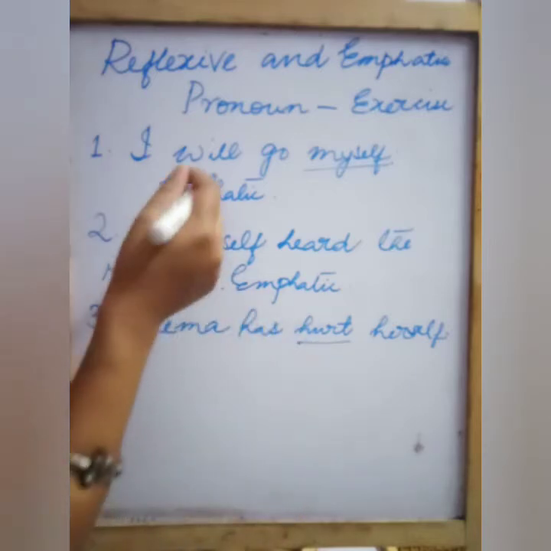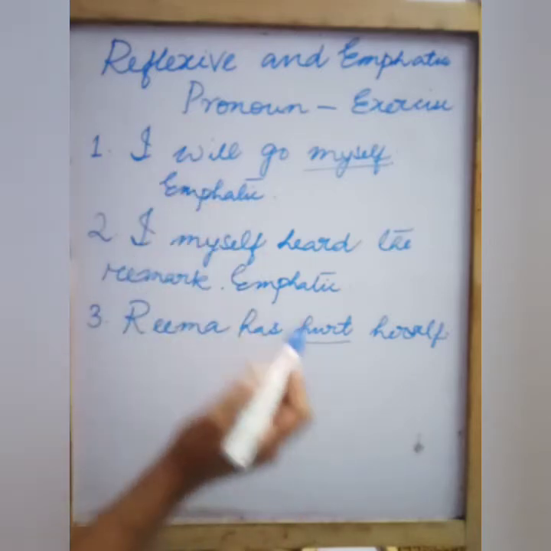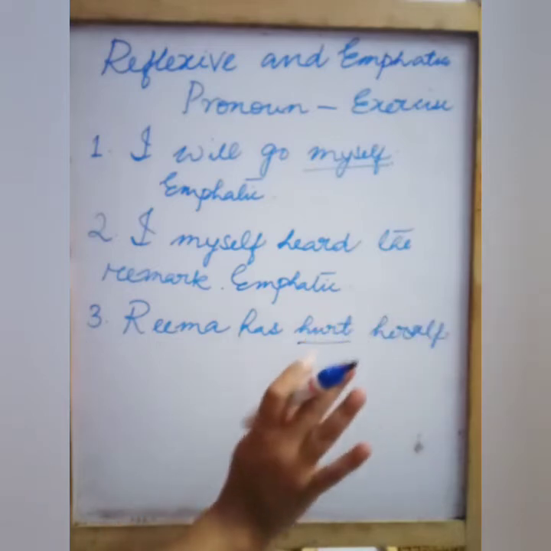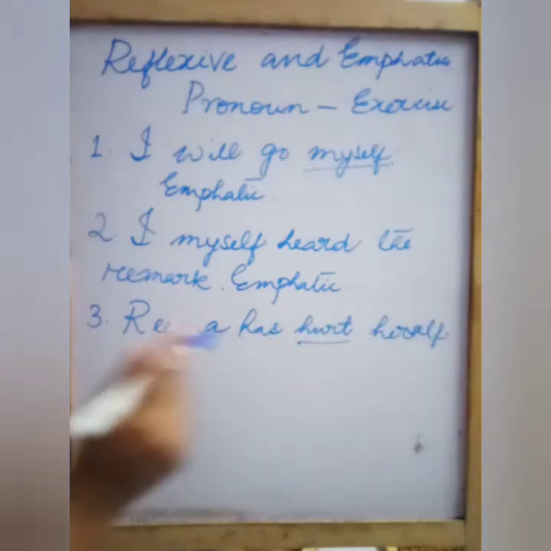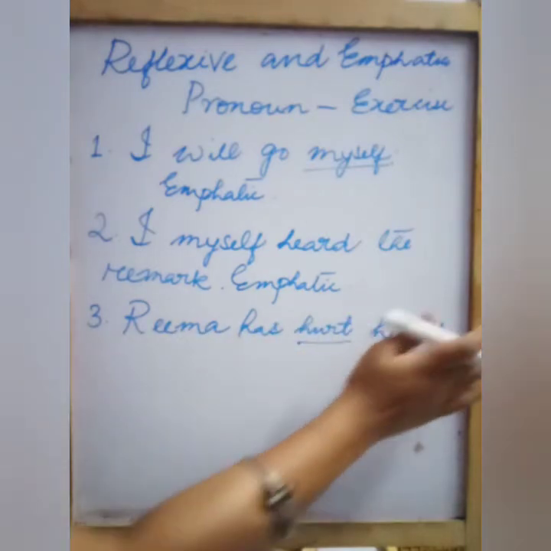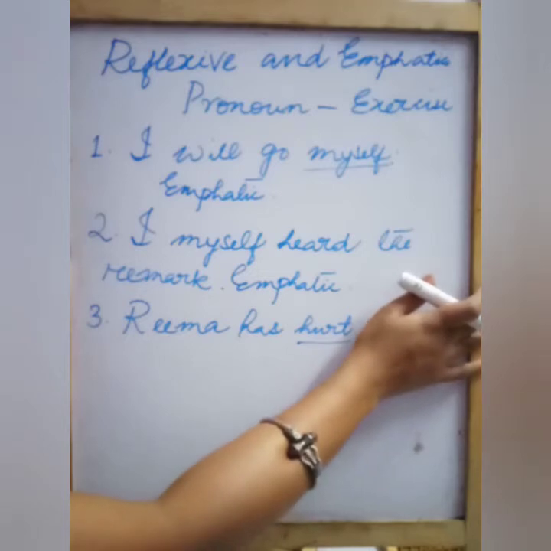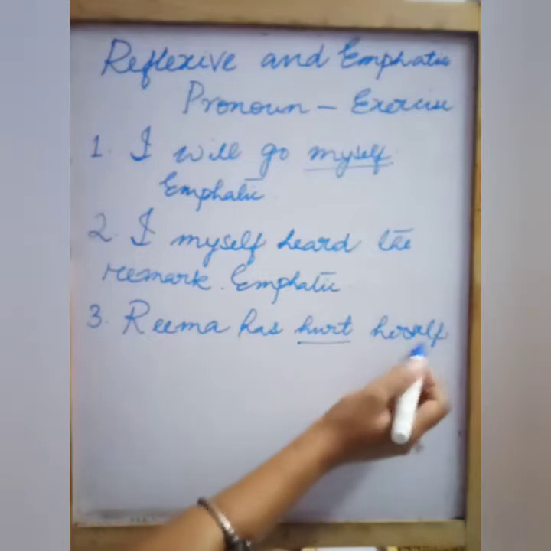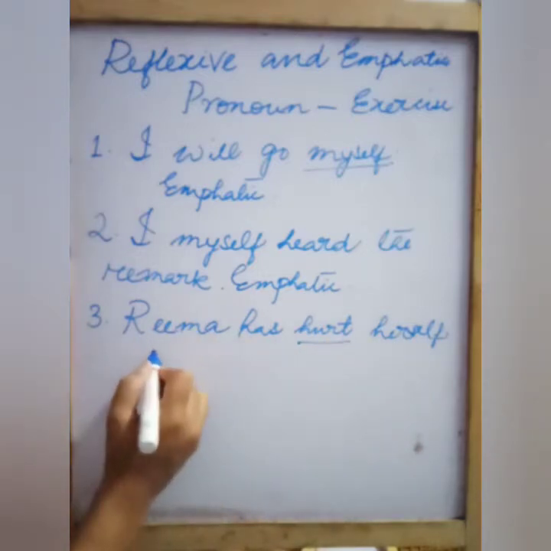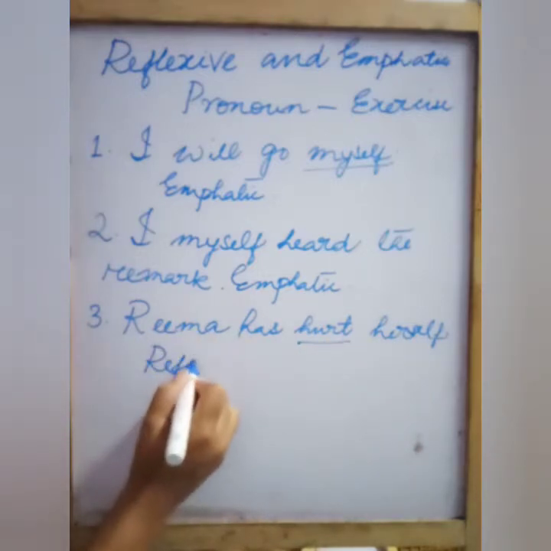Another way is the way we did the previous one. Remove this herself, the pronoun. Rima has heard. Does it make sense? The sentence, if you remove herself, Rima has heard. Doesn't make any sense. So what? That means you cannot remove herself here. So this is a reflexive pronoun.